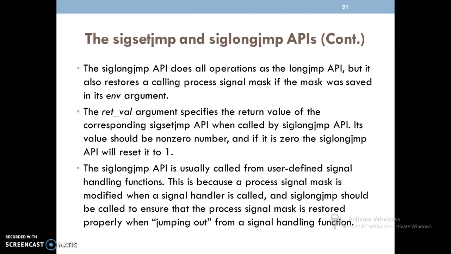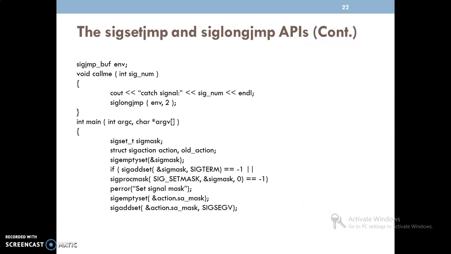The siglongjmp API is usually called from a user-defined signal handling function. This is because the process signal mask is modified when the signal handler is called, and siglongjmp should be called to ensure that the process signal mask is restored properly when jumping out from the signal handling function. This is an example that we have already taken, with respect to the simulation API.